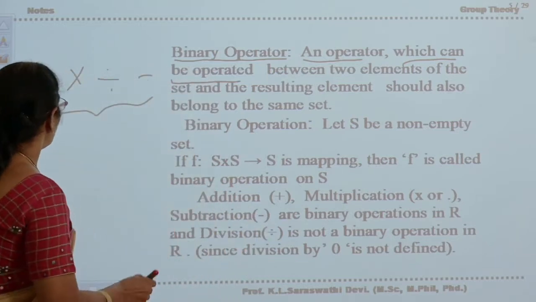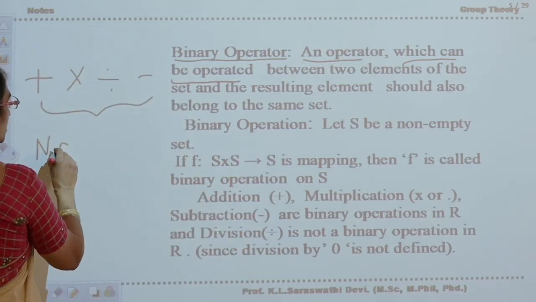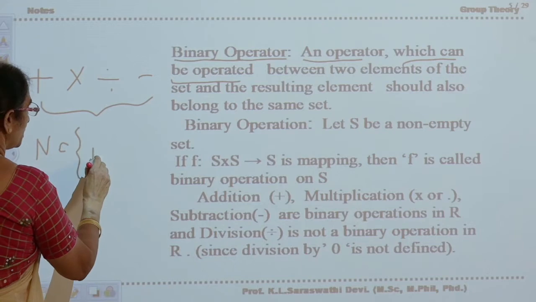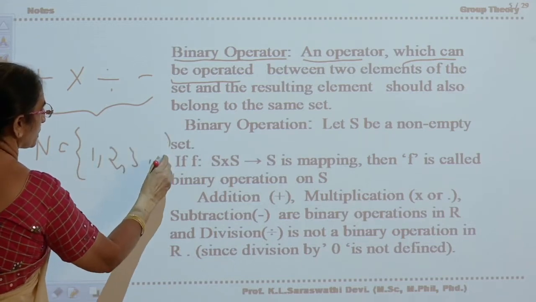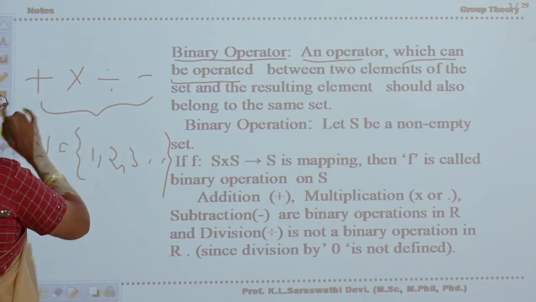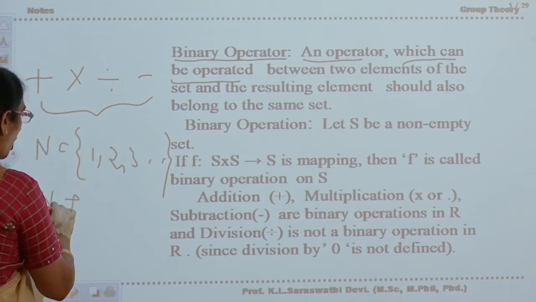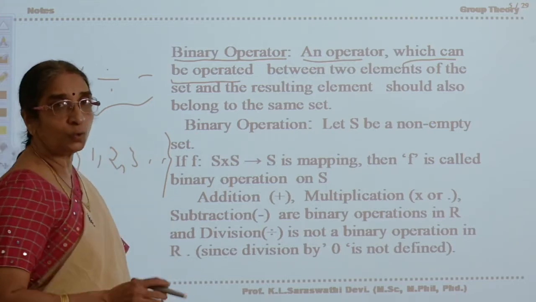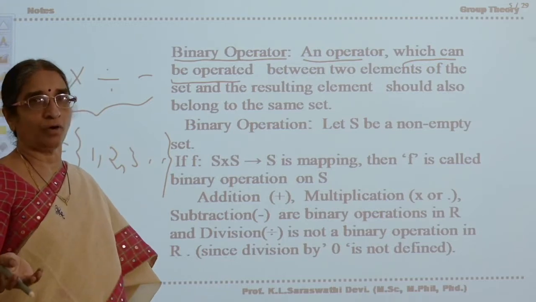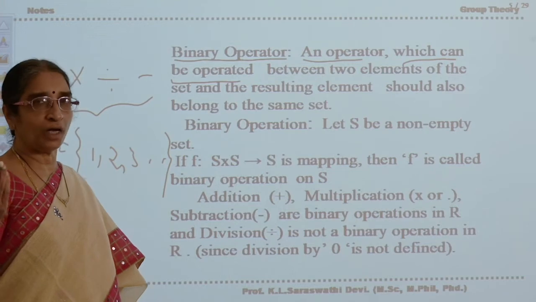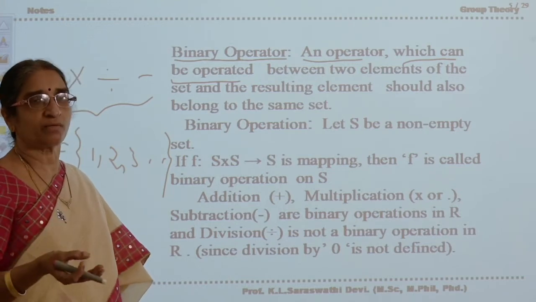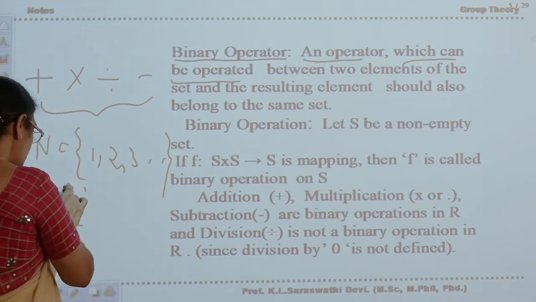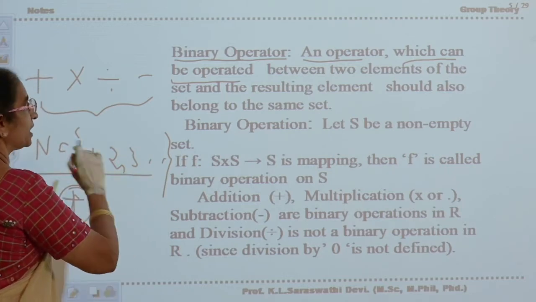For example, the natural numbers are denoted by N. So, N is 1, 2, 3 and so on. Now, suppose you take N with the operator plus. Here you have taken the operator as plus. If you add 1 plus 2, you will get 3. 3 plus 2 is 5, or 100 plus 1 is 101. Like that, if you add 2 natural numbers, again you get a natural number. Therefore, plus is a binary operator on the set of natural numbers.